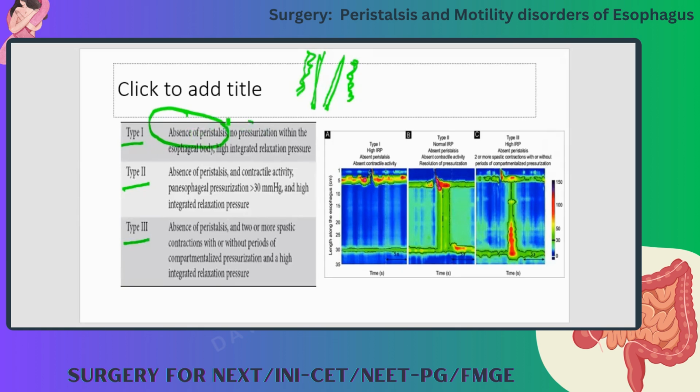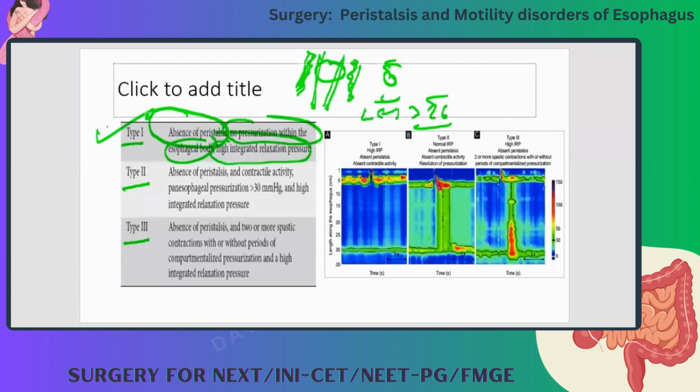Following. And there is no pressurization within the esophageal body. Because of the absence of peristalsis, there is no pressure at all. Zero pressure. And the sphincter pressures are high. Lower esophageal sphincter pressures are more than 26. These are high. These are the features of type 1.